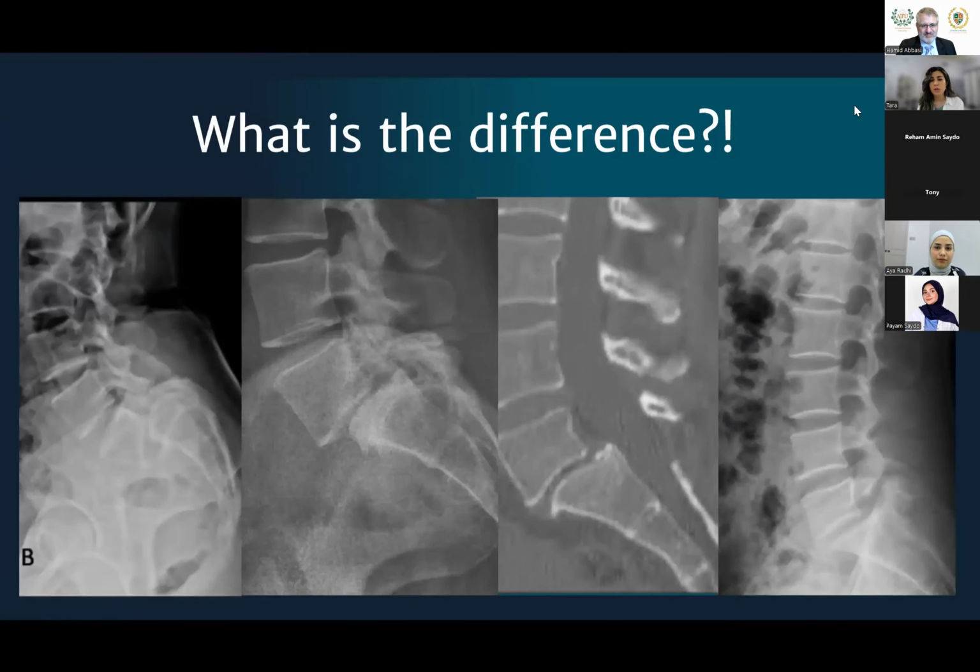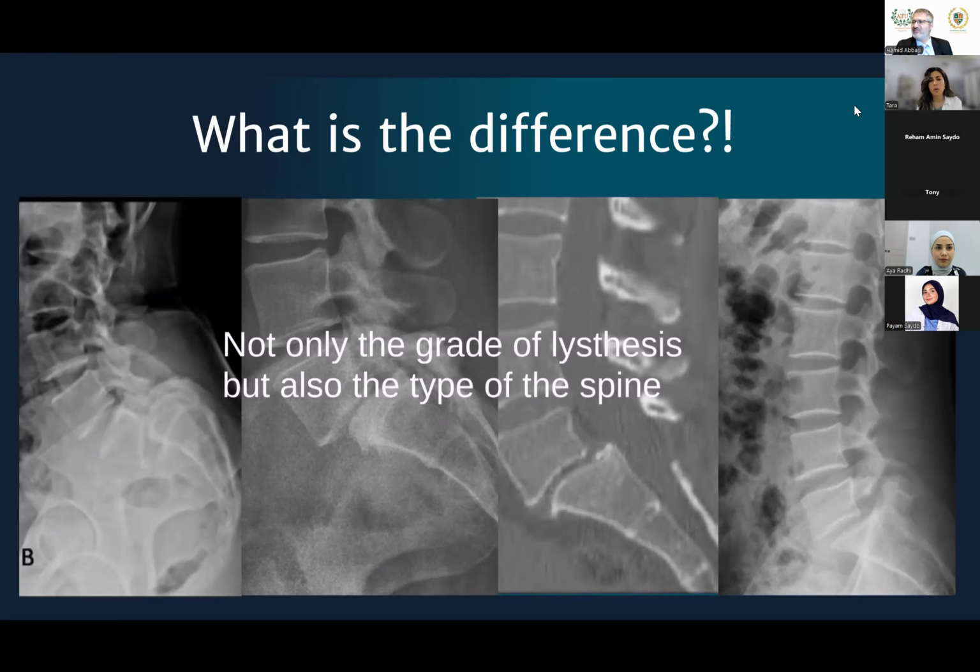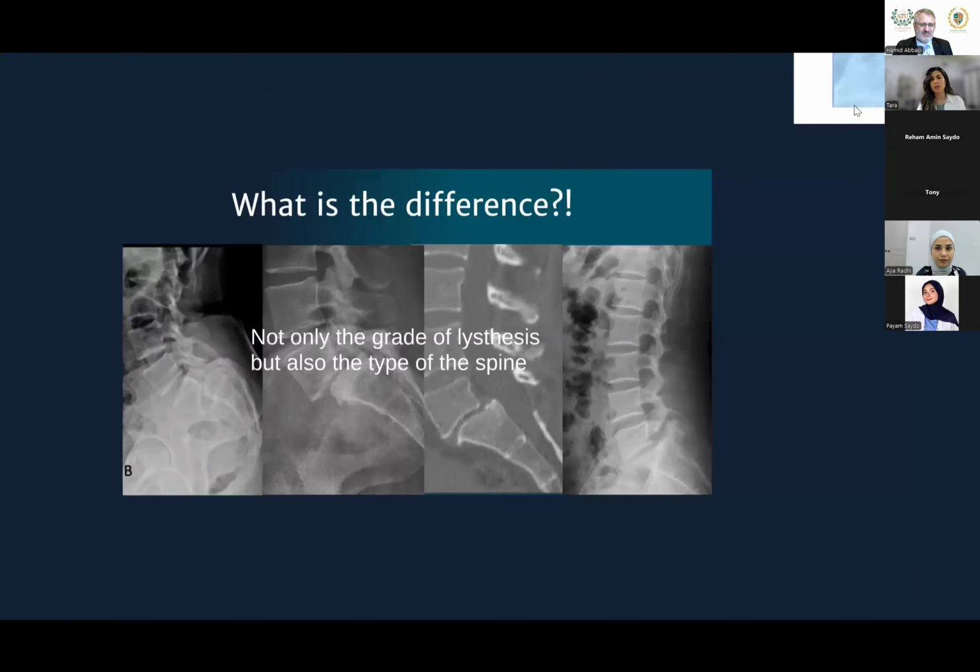If you look at these 4 radiographs, lateral X-ray views of lumbar spines, I would ask you, what difference do you see between these 4 pictures? At first glance, any one of you might think the obvious difference would be the degree of the listhesis. Well, that's not the only difference. The difference is also the type of spine that we see here, with the sacral slope and the lumbar lordosis. Why do I talk about this?